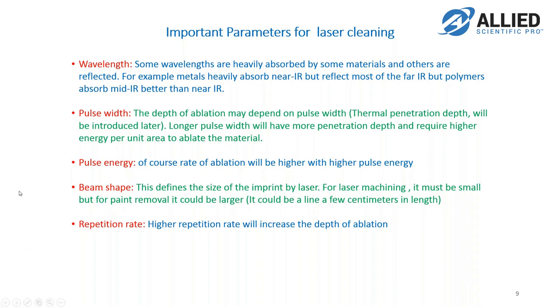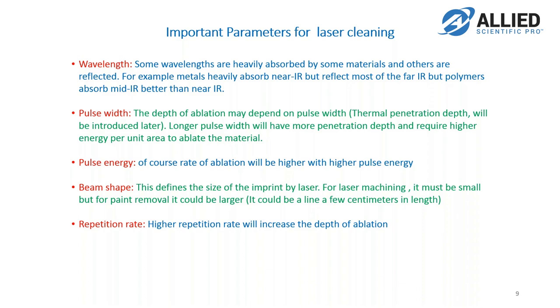Then you have the pulse width, and we will get into the physics of that later, but it turns out the depth of ablation may depend on the pulse width. So how far you basically go deep into the material. Longer pulse width will have more penetration depth and require higher energy per unit area to ablate the material. So if you use a longer pulse width, the heat will go deeper into the material. And so if you need to remove that material, you need higher energy. So that's why you have basically a bigger threshold. Then you have pulse energy. If you increase the pulse energy, the ablation rate will increase.